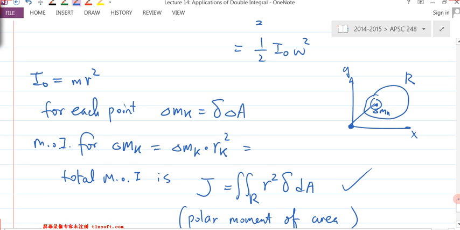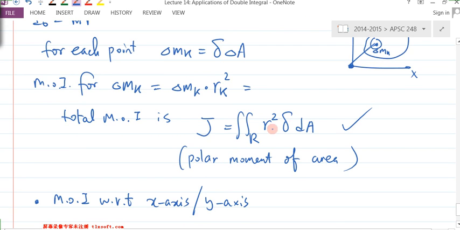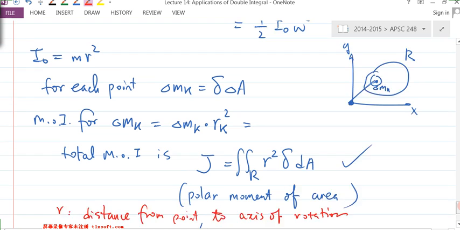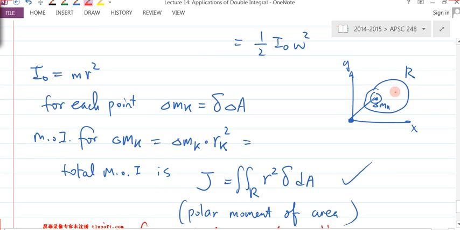Same thing: you see this r squared here represents the distance. This r here represents the distance from a point to where? To the axis of rotation, right? Now suppose the axis of rotation we're looking for is the x-axis. If I pick any point, what will be the distance to that axis, from here to here?